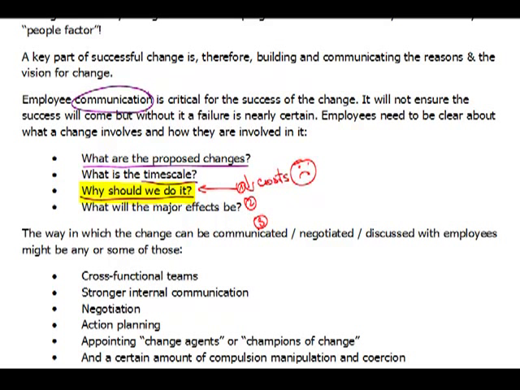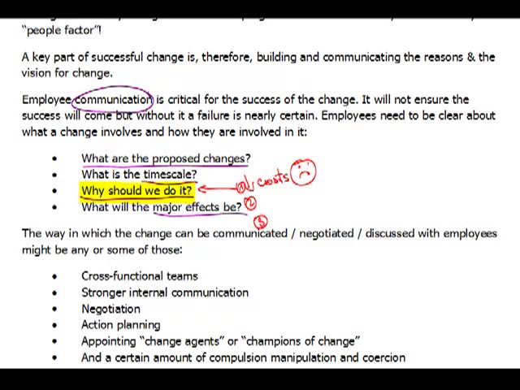Yes, reduction of cost is one of the reasons why we're doing it. Don't hide it. But there are other reasons. We want to be more efficient. We want to have better procedures. We want to address our client needs and be specific because people won't buy it if you just sell them rubbish. And finally, what will the major effects be? All right, so who will be affected? What will change effectively.